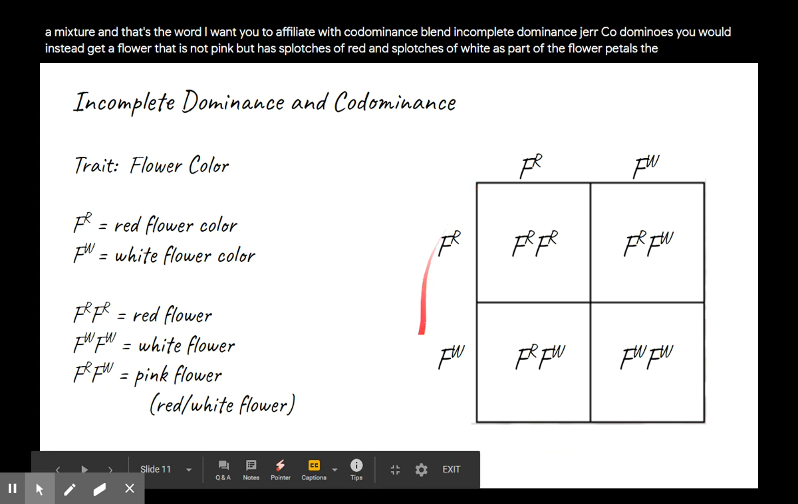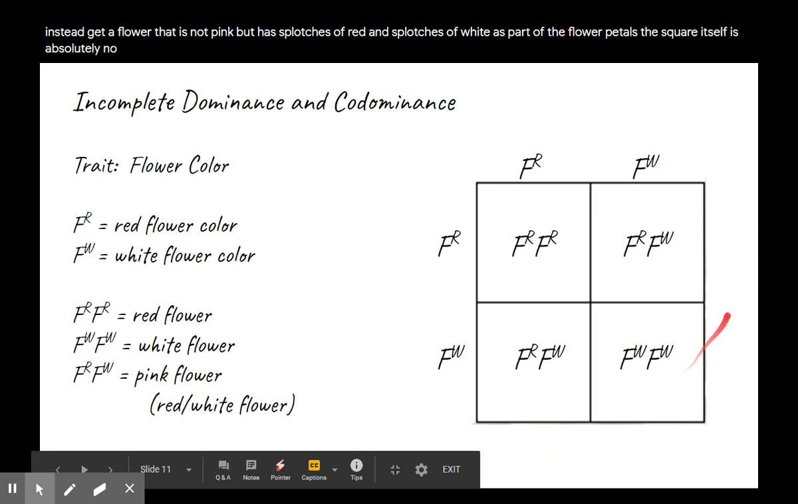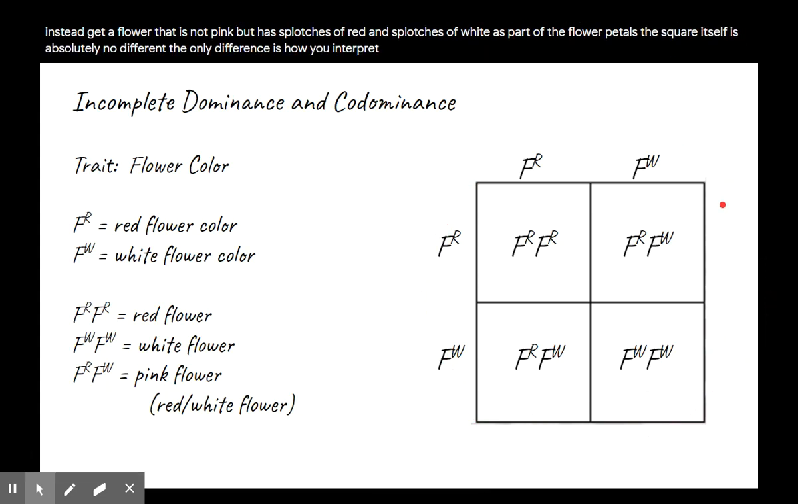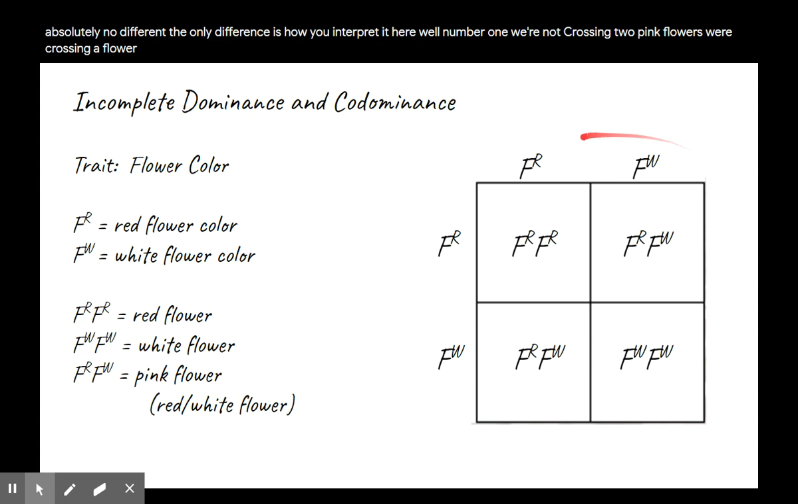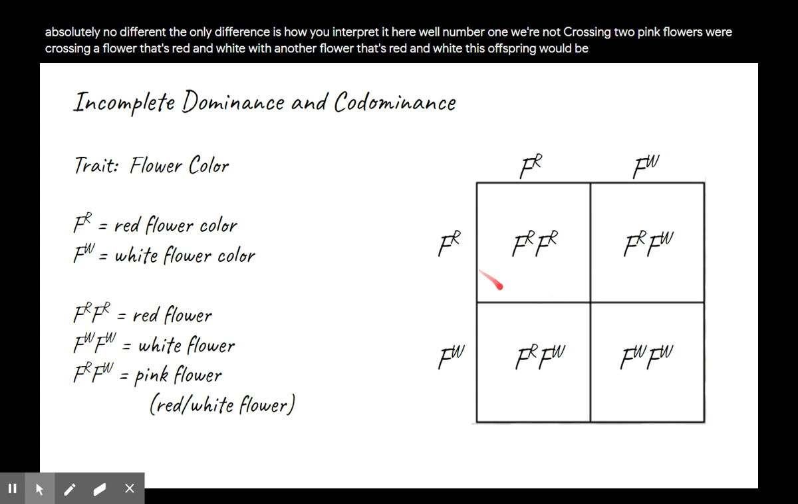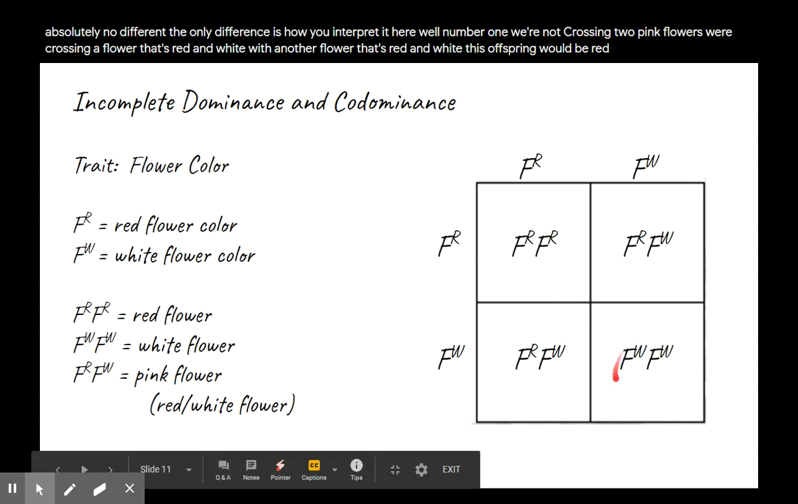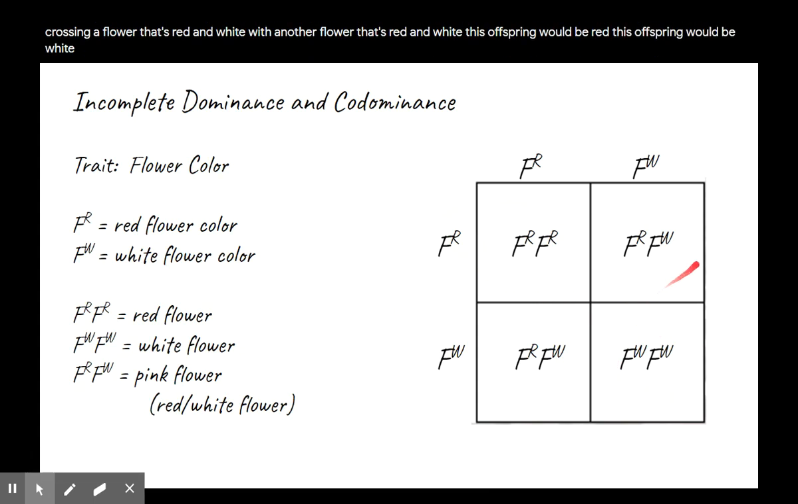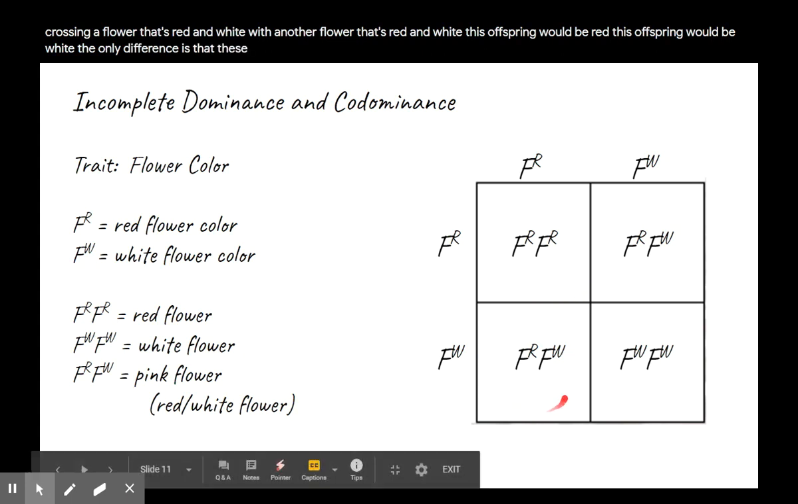The square itself is absolutely no different. The only difference is how you interpret it. Here, well, number one, we're not crossing two pink flowers. We're crossing a flower that's red and white with another flower that's red and white. This offspring would be red. This offspring would be white. The only difference is that these two offspring would be red and white, not pink.